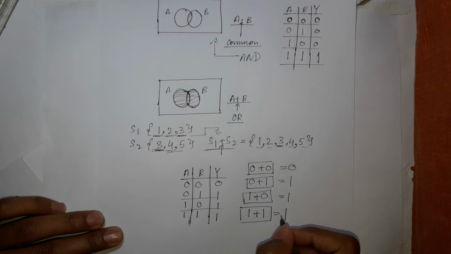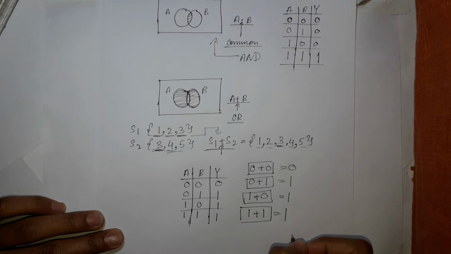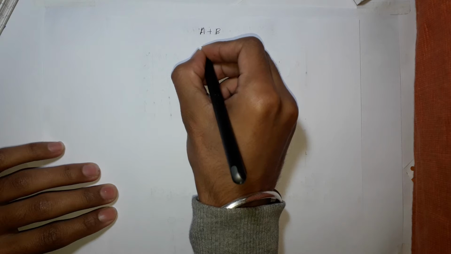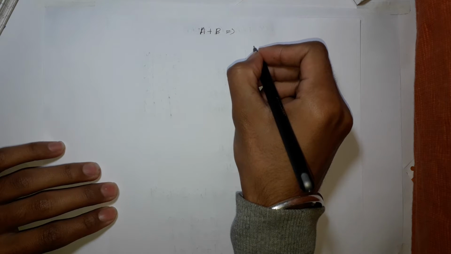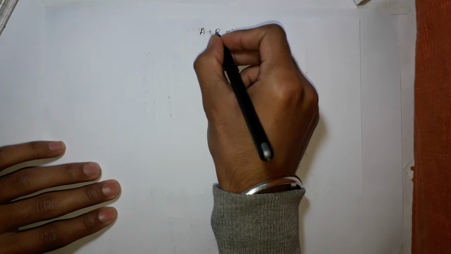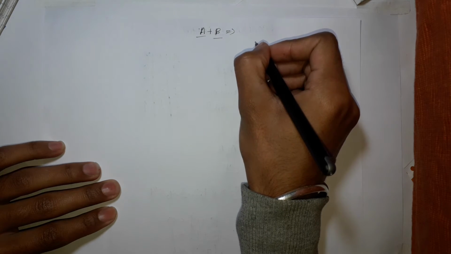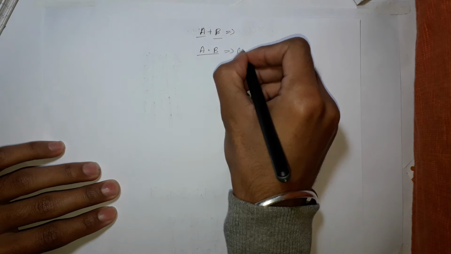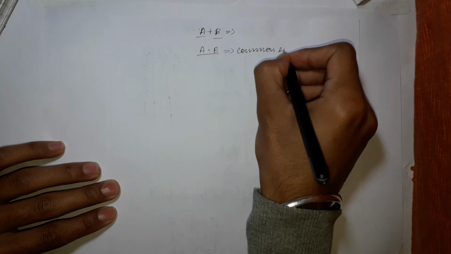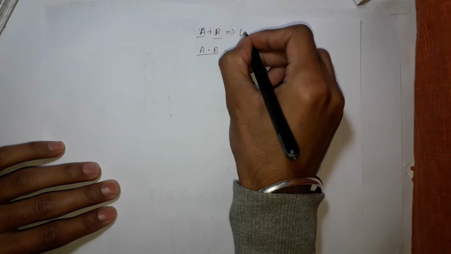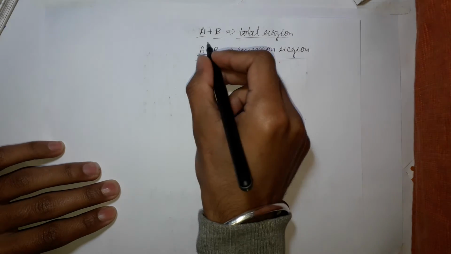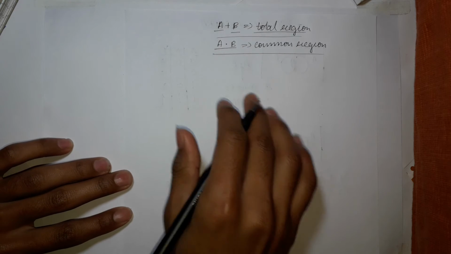I hope I was able to explain this concept. Now we will begin with some questions. So now if I write here A or B, it means the total region covered by the A and B inputs. And if I write A dot B, it means the common region, and this means the total region covered by these inputs. Now based on this concept, we'll start with the questions.